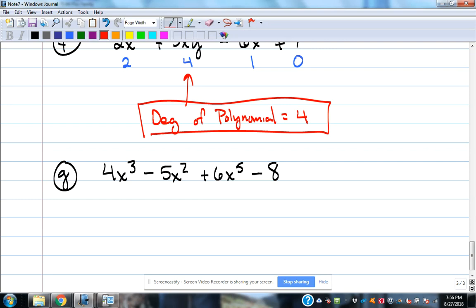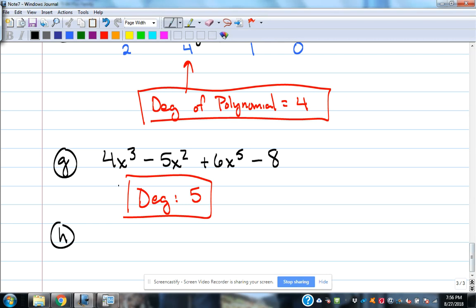What's the degree of the first term? Second term. What's the biggest one? 5. So the degree is 5. That's what we're after there. It's a little tougher when they throw more than 1 variable in there. This one has 2 variables in every one of them.